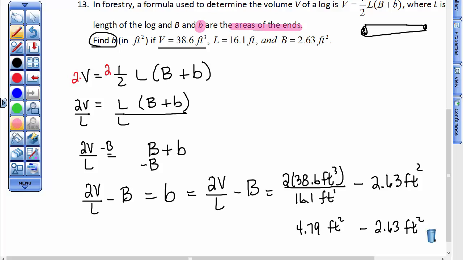And so finally, when I subtract these two values right here, 4.79 and 2.63, I get an answer, and I'm going to round it to 2.17 square feet. I'm doing that because the number of significant digits in all my givens was 3. Very good.